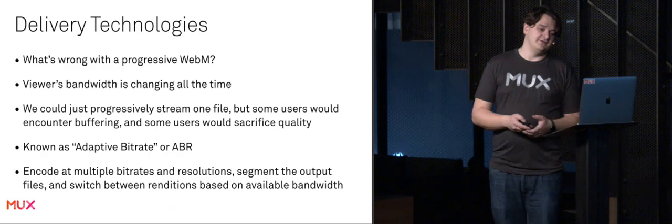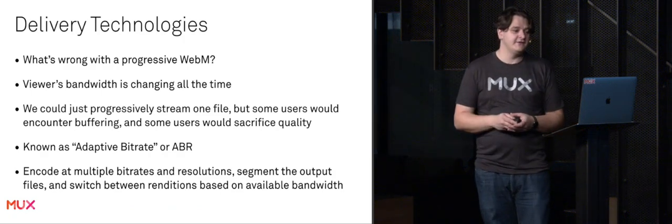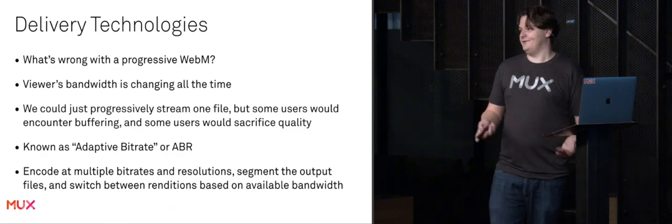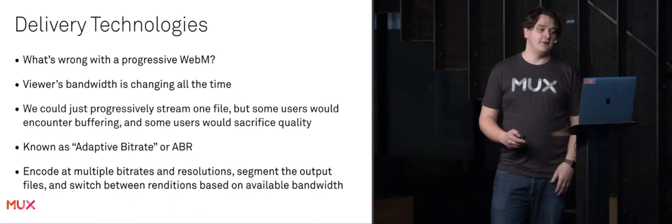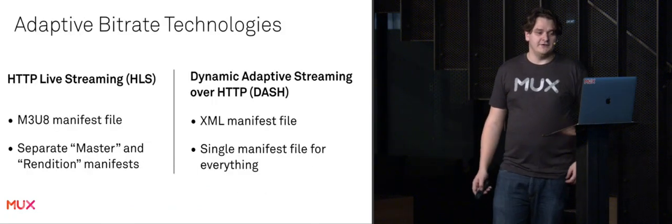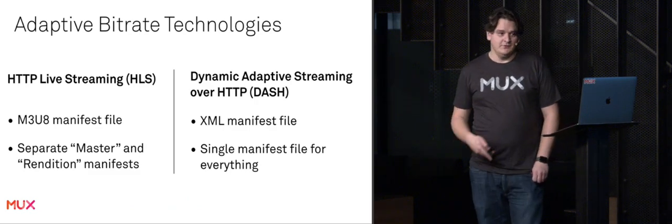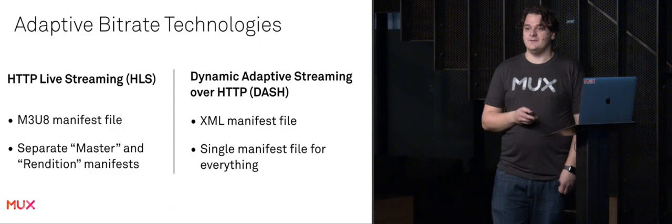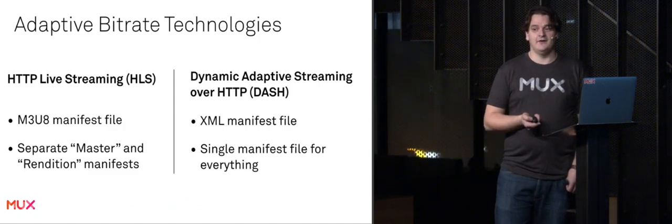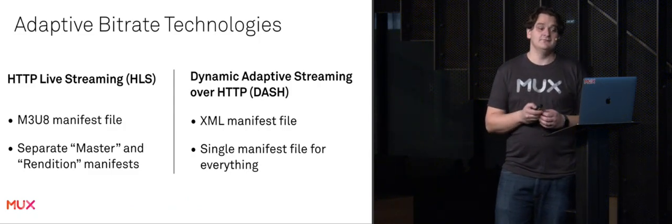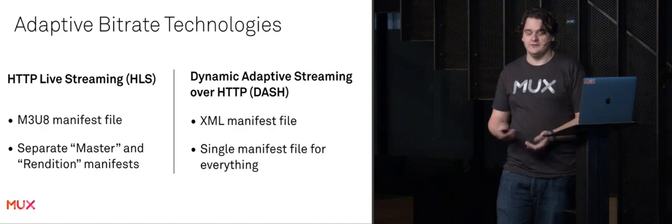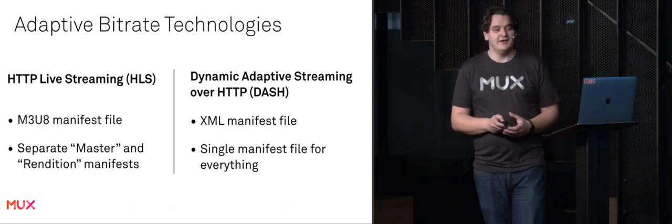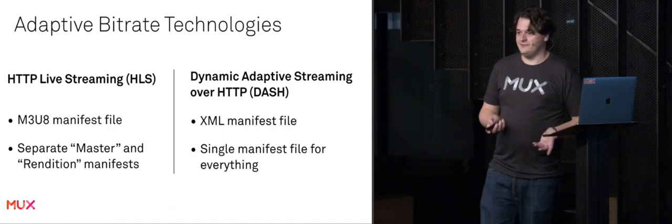So obviously, it's adaptive bit rate. Probably all know what it is. Multiple bit rates, multiple resolutions, switching between them based on your throughput, and segmented output. So pretty common technologies. Now, you probably mostly know, but the big ones are HLS, HTTP Live Streaming, M3U8, your manifest file, with different manifests for the list of renditions and also the actual rendition content, and DASH, Dynamic Adaptive Streaming over HTTP. It's an XML file, a single manifest for everything.